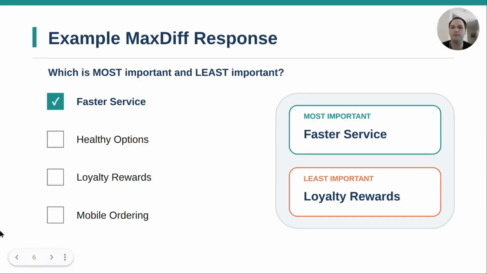Let's look at an example. Suppose a respondent selects faster service as the most important option and loyalty rewards as the least important option. This tells us much more than a rating scale would. We now know that faster service is preferred over healthy options, mobile ordering, and loyalty rewards. We also know that loyalty rewards ranks below all three of the other attributes shown in this question. Every MaxDiff task generates multiple pieces of preference information, and respondents complete several of these tasks throughout the survey.